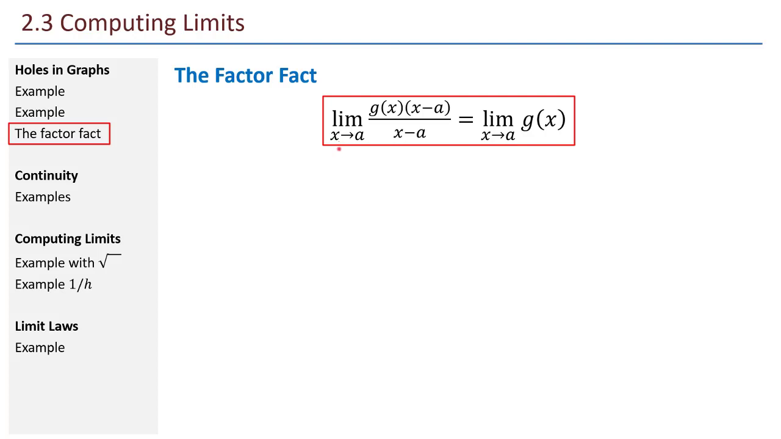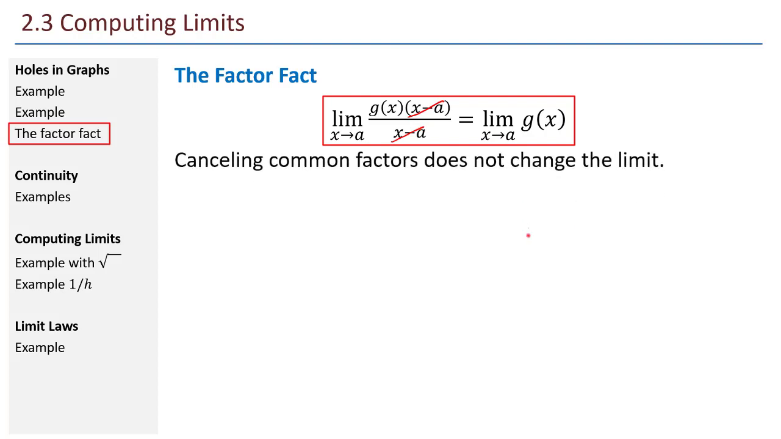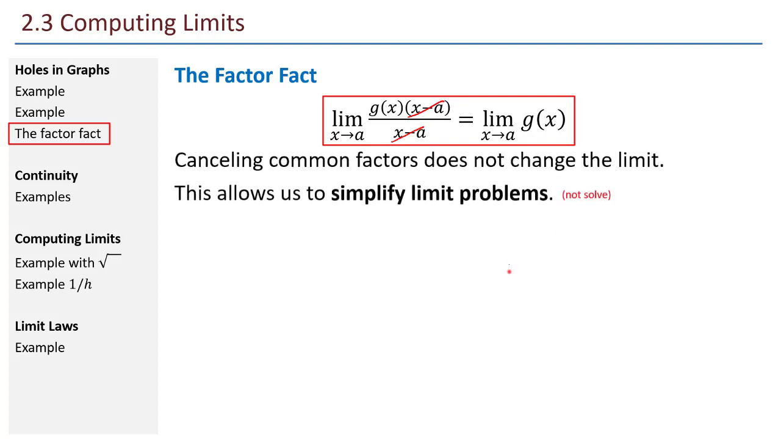The limit as x approaches a of g of x times x minus a divided by x minus a equals the limit as x goes to a of g of x. Canceling common factors does not change the limit. This allows us to simplify limit problems. Now, it doesn't let us solve it. This is just the first step in solving a limit problem, but it allows us to simplify the limit problem.